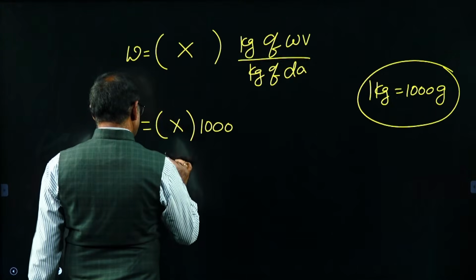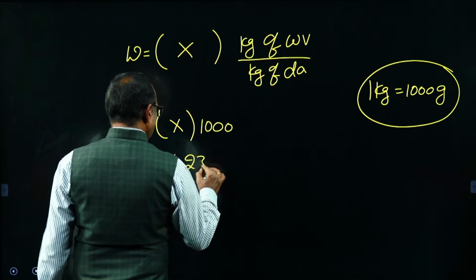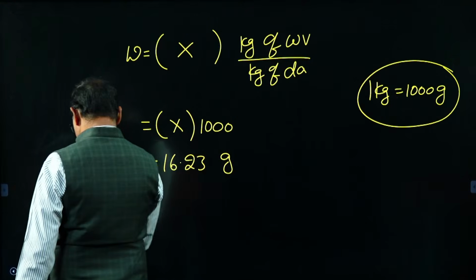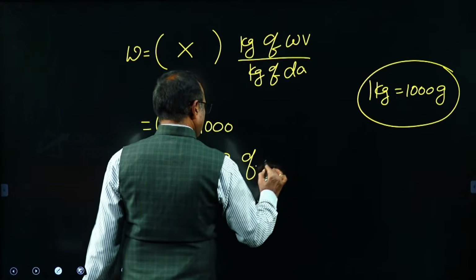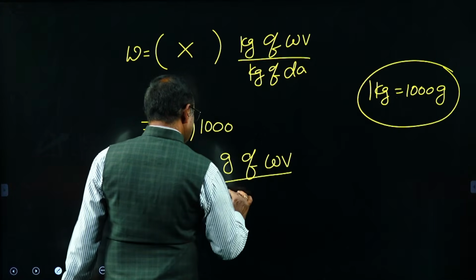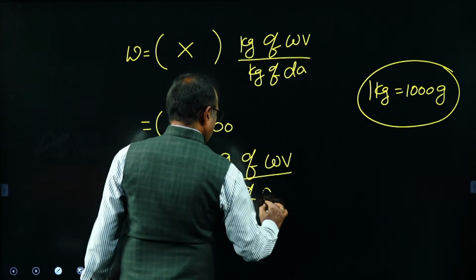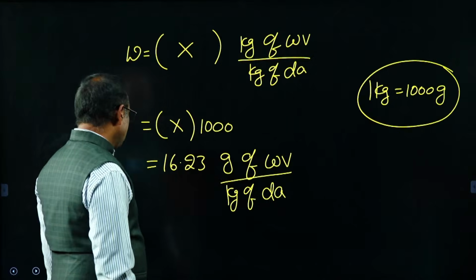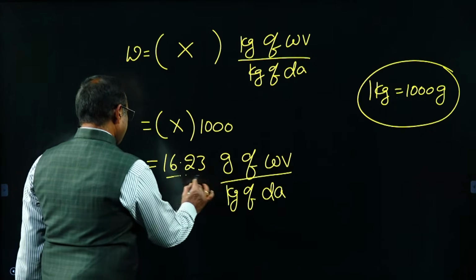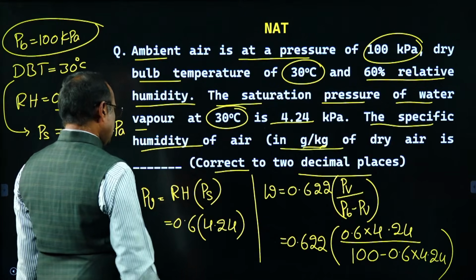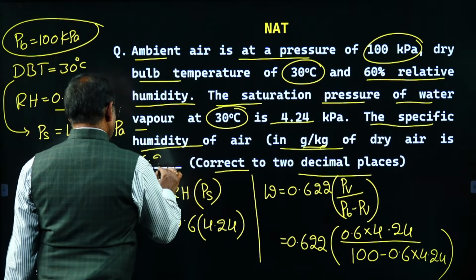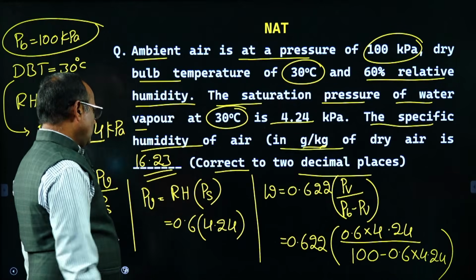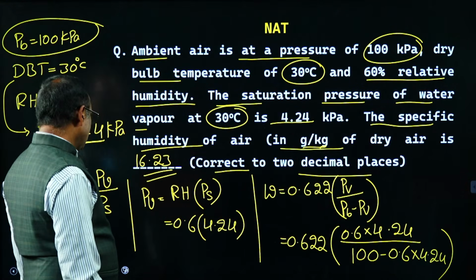My calculator has shown 16.23 grams of water vapor per kg of the dry air. Psychrometric properties are generally decided in terms of kg of dry air only. 16.23, that is the answer, right? Since it is asking to correct for 2 decimals, I have taken only 2 decimals, 16.23.